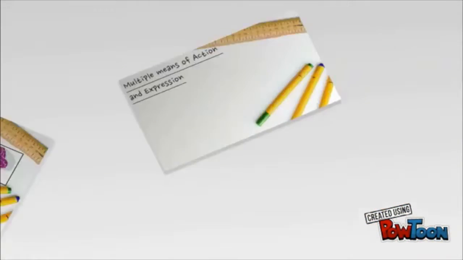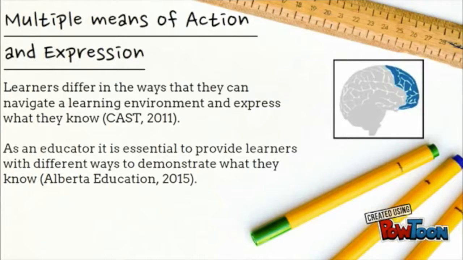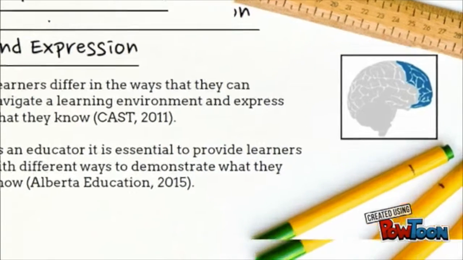background knowledge. Learners differ in the ways that they can navigate a learning environment and express what they know. In reality, there is not one means of action and expression that will be optimal for all learners. As an educator, it is essential to provide learners with different ways to demonstrate what they know, in order to support learners as fully as possible and eliminate barriers to learning.